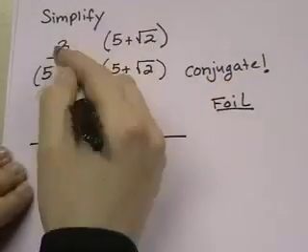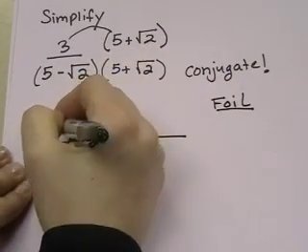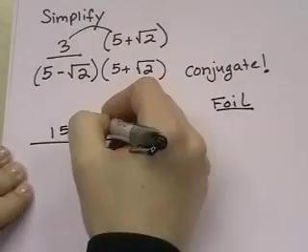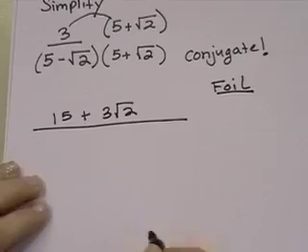In the numerator, I just really have to distribute that 3. So distribute the 3 to the 5 and I'll have 15 plus 3 radical 2. Now in the denominator, I'm going to finish by FOILing.